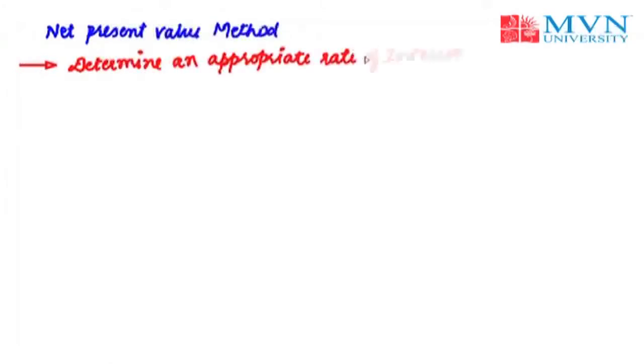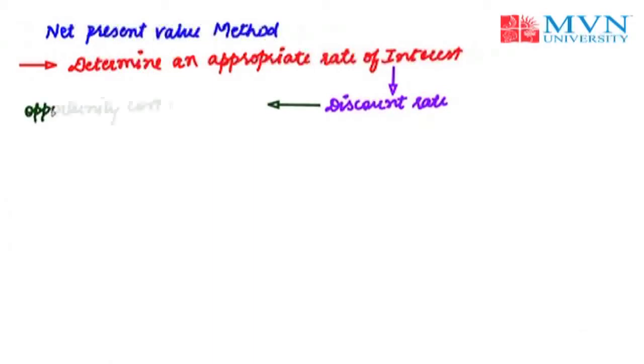The first step is that first of all we need to determine an appropriate rate of interest. This rate of interest should be selected as the minimum required rate of return, which is called the cutoff rate or the discount rate, and this discount rate should reflect the opportunity cost of capital of the investors.